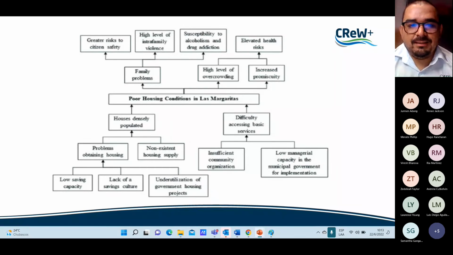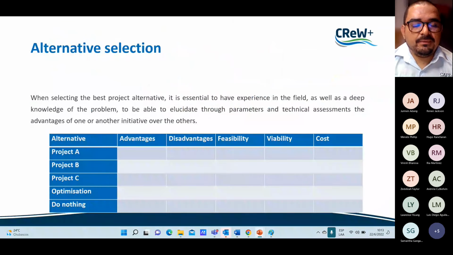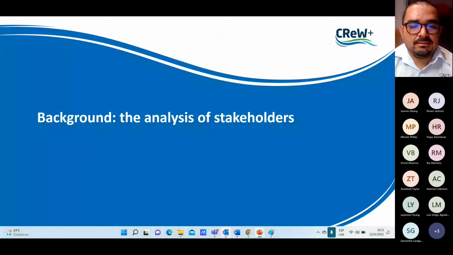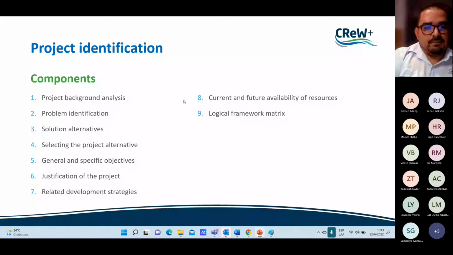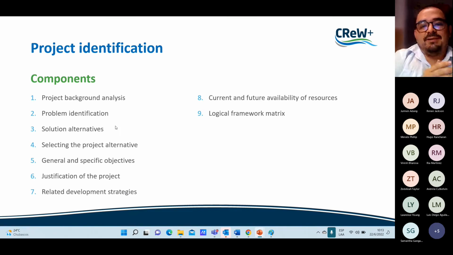Well, two main ideas in this case. First, we already saw some alternatives, some techniques for selecting a project, etc. Remember this: we do the background analysis. First step, we do the problem identification. Then we select the alternatives, and then we design the objective tree based on the alternative that we already decided. So the alternatives are solutions of the problems that we identified back then.